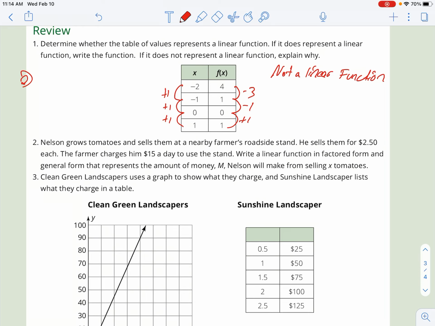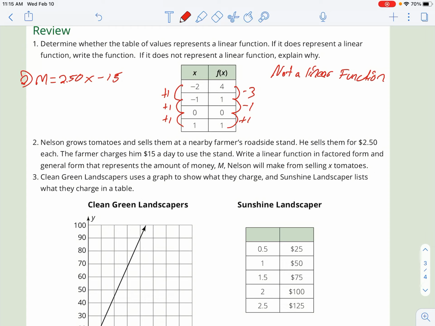The way that we're making money is, well, by selling tomatoes. Now, in this case, M is going to represent our money. And to make that money, we're selling tomatoes at $2.50 a pop, where x is going to represent our number of tomatoes sold. Now, at that $2.50 a pop, that would be great, but because of this farmer here charging us $15 to use the stand, we are losing $15 each day. So $2.50 times x minus that 15.